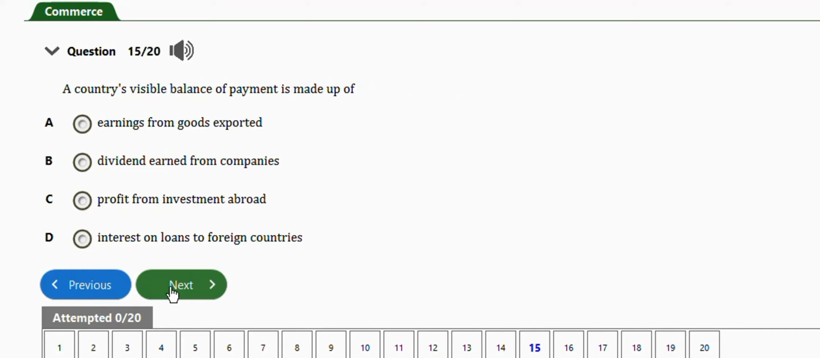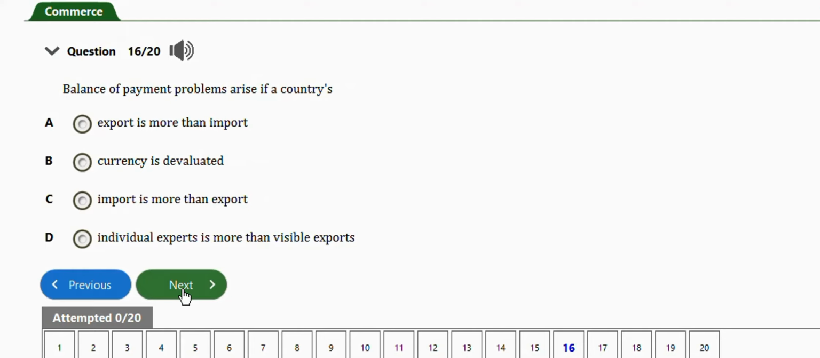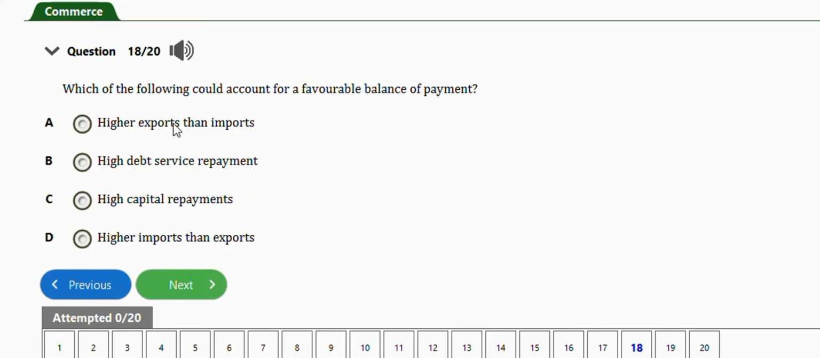Next question, a country's visible balance of payment is made up of earnings from goods exported, dividend earned from companies, profit from investment abroad, interest on loans to foreign countries. Right answer is option A, earnings from goods exported. Okay, next question, this one, it says balance of payment problems arise if a country's imports is more than exports. Option C.